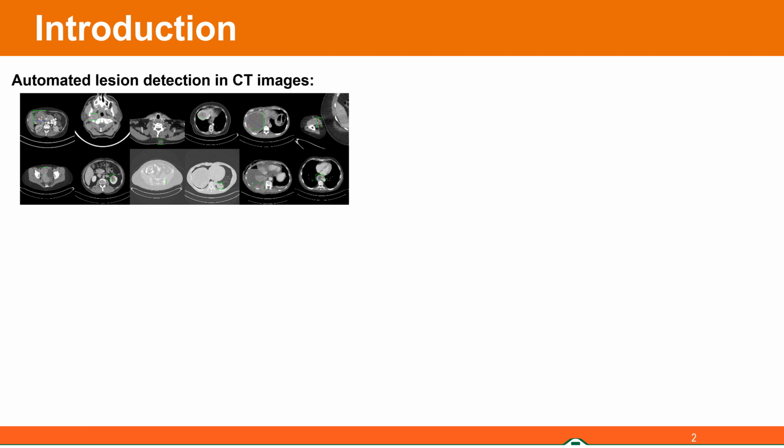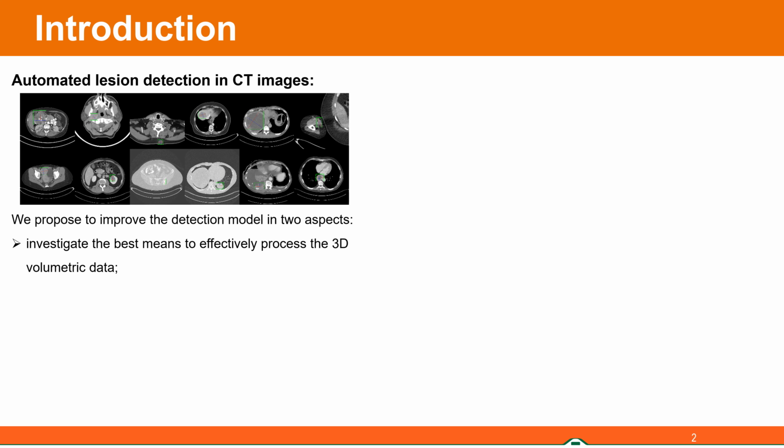Automated lesion detection is an important yet challenging task in medical image analysis. It is difficult due to the tremendously large appearance variability, unpredictable locations, and the frequent small size of lesions of interest. In particular, two key aspects require further research. The first is the best means to effectively process the 3D volumetric data to more accurately regress the tumor's 3D bounding box.